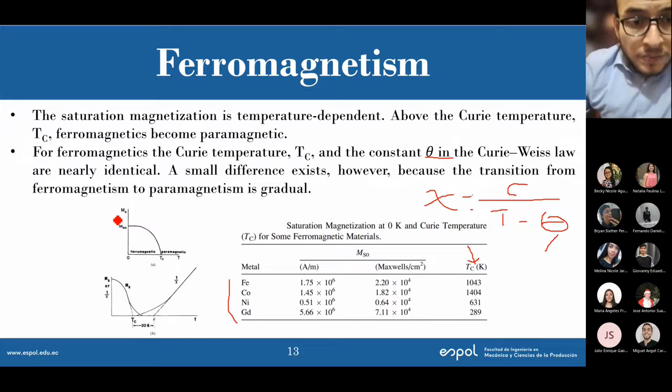So you can see here, below Tc, below the Curie temperature, the material is ferromagnetic. Above the Curie temperature, the material is paramagnetic. Now you might be wondering what Ms0 is, that you can also see here. Ms0 is just the saturation magnetization at 0 Kelvin, and it's given in amperes per meter, and you can see the values there too, okay?